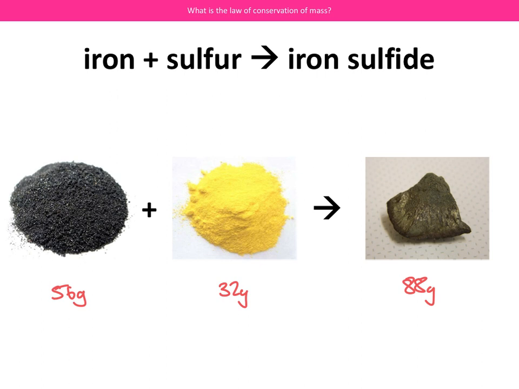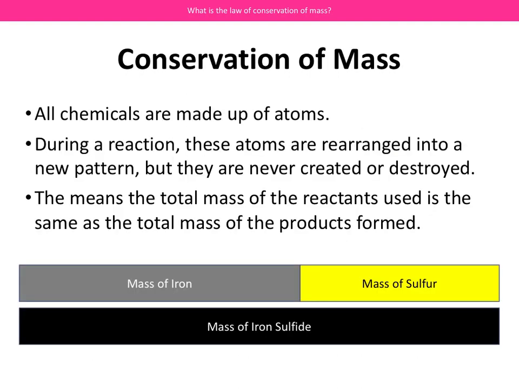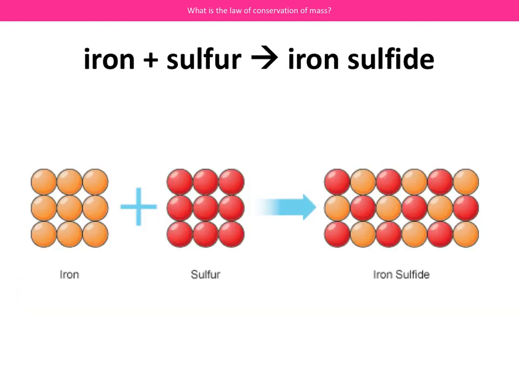So our mass is conserved. The total mass of our reactants must equal the total mass of our products. To show that a little more clearly, everything is made up of atoms, and all that happens during a chemical reaction is that these atoms get rearranged, they get put into a new pattern, but they are never created or destroyed. That's extremely important. As a consequence, and that's hopefully what this bar diagram is showing, the total mass of the reactants is the same as the total mass of the products. This image is just here to show you that rearrangement, and that the number of atoms hasn't changed.